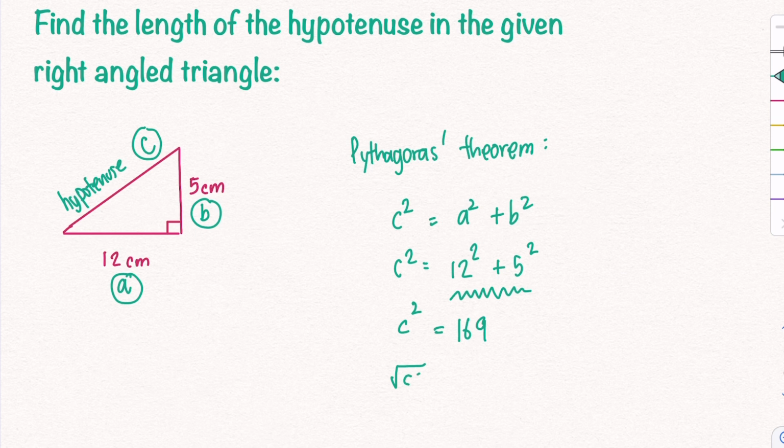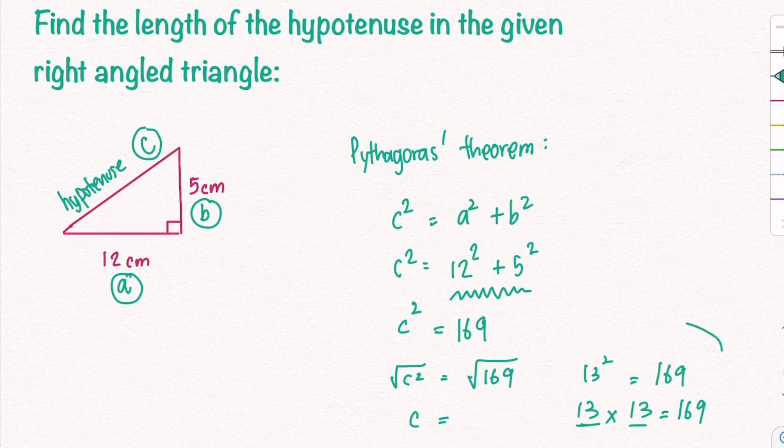So square root C squared, square root 169. The square root of C squared is equal to C, and for the square root of 169, you've got to think of the number that will multiply by itself to give you 169. And what's the answer? 13 times 13 will give you 169, so 13 squared is equal to 169, and therefore the square root of 169 equals 13.